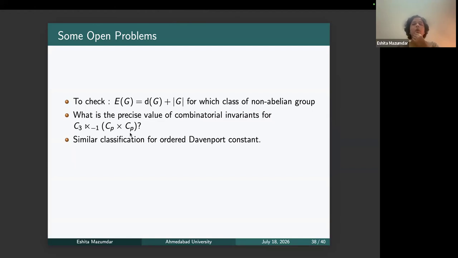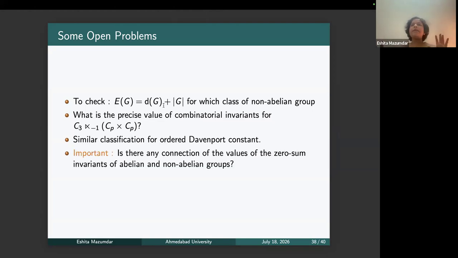A similar kind of question one may ask for the ordered Davenport constant: what happens in the ordered setup, whether this kind of relation holds for the ordered setup or not. And most importantly, I believe that there is a very nice connection between the non-abelian and abelian setups, because for the rank 2 case, when I have an abelian group Cm cross Cn, the corresponding Davenport constant is m plus n minus 1. If I consider a similar thing, like Cm semidirect Cn, in the metacyclic cases, in some of the cases it gives a similar result. Possibly for the rank 2 case, it's all giving the same result. But to establish that is really hard. So one can try in that direction also.